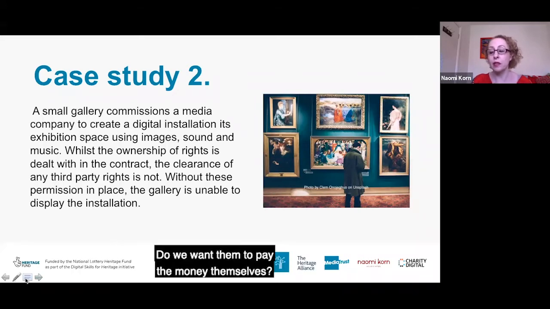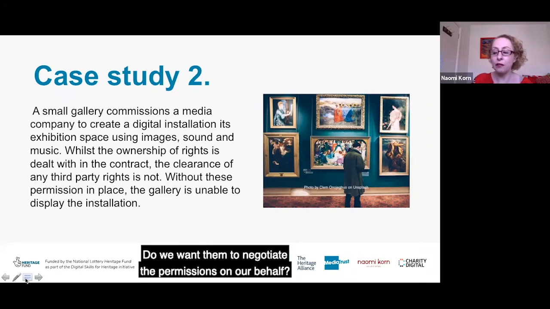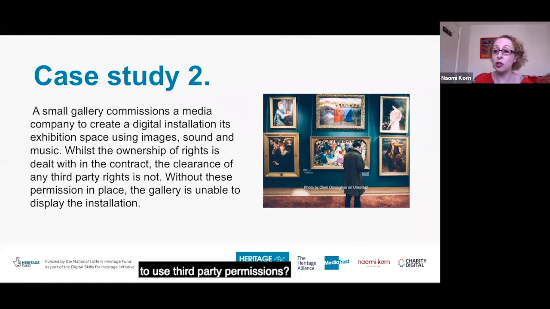Do we want them to pay the money themselves? Do we want them to negotiate the permissions on our behalf? And also, what about the follow-on documentation that might arise from any successful negotiations to use third-party permissions? Really and truly, if a supplier is working for us, we should have that information to hand.